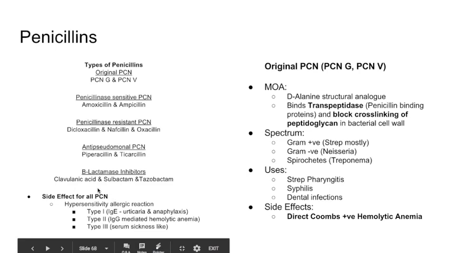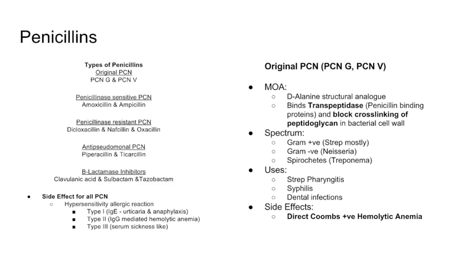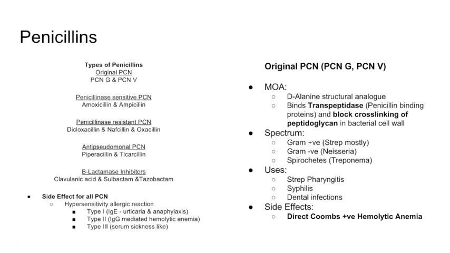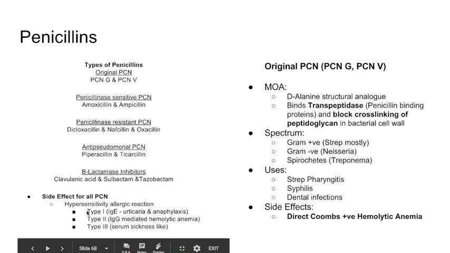Just a quick point of the side effect of all the penicillins before we go into each specific type is that they can all cause hypersensitivity reaction. And the hypersensitivity reaction can be three types. So the first type, it can be IgE mediated, so they can cause urticaria and anaphylaxis. And that's the type that we always hear about when you ask someone and they tell you they have an allergy to penicillin, and you ask them what the allergy is, and they tell you, oh, I get skin rash, I get hives, sometimes I can't breathe. So this is the type 1 hypersensitivity.